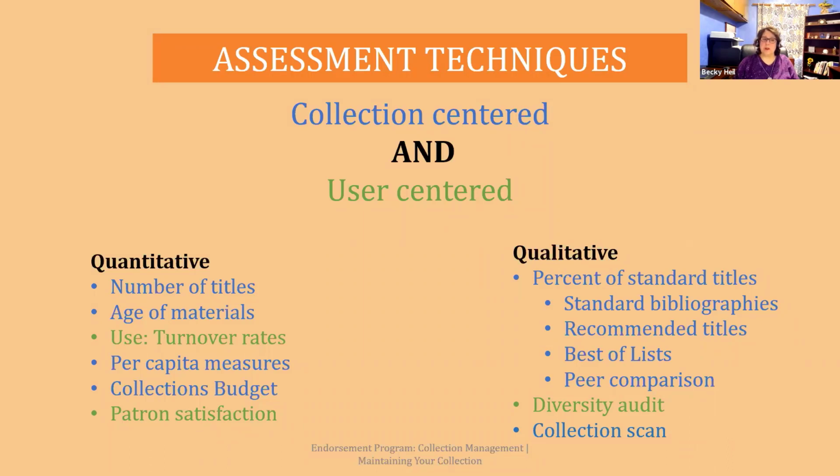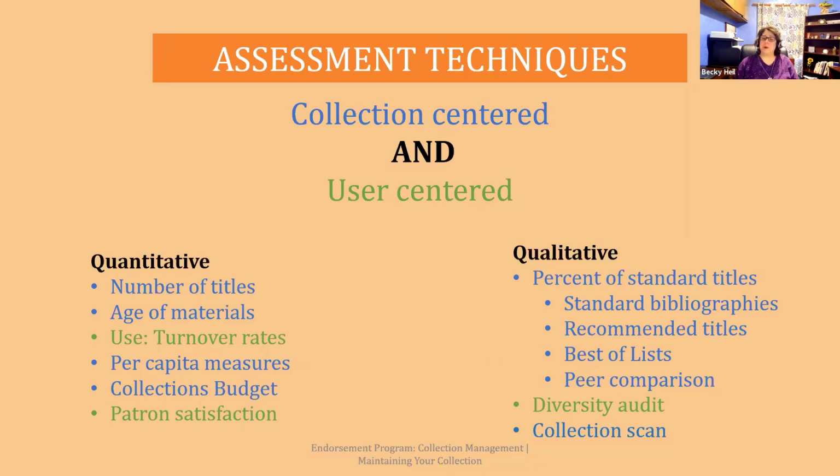We also want to look at use, one of those user-centered ways of assessing. We look at circulation statistics by type or by subject. We can look at interlibrary loan borrowing statistics in a particular subject area. All of the research shows that most of what's used in a public library is the newest material. Material that has not been used is increasingly less likely to be used in the future.